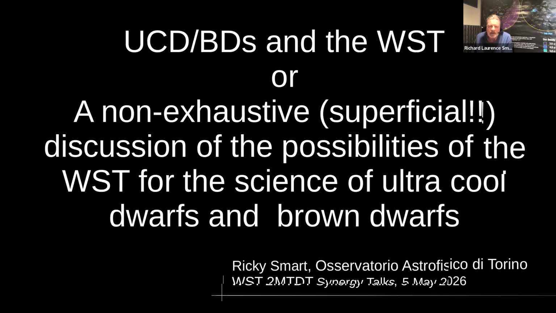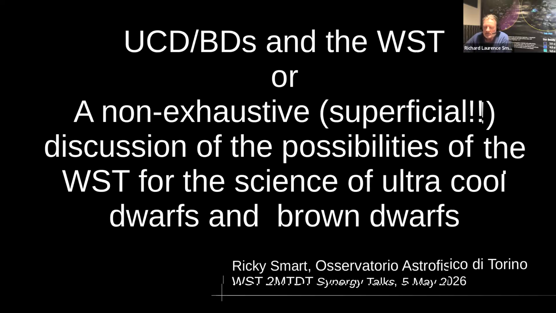The big point about the WST is being 12 meters, and having the kind of signal to noise that it has. It can go down. I've assumed that it can go down to UCDs and brown dwarfs that can be seen by Gaia. I've made that assumption to have a signal to noise around 30, as you will see in some of the examples that I provide.